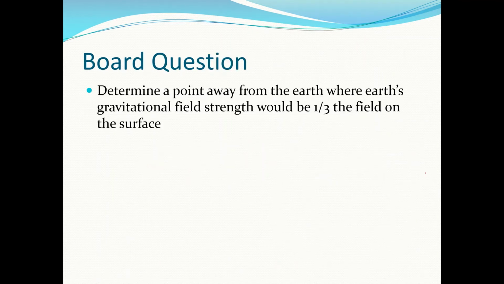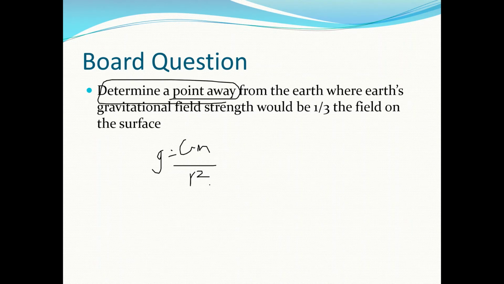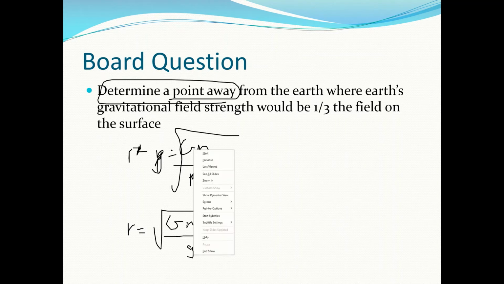Determine a point away from Earth where Earth's gravitational field strength would be 1/3 the field on the surface. So same sort of question. Pause the video, see if you can do it yourself, and I will go through it. To start this question, if you're having trouble getting started, we're trying to determine a point away from the Earth. So we're trying to find how far away we are. So we're trying to find r. Whether I give you numbers or I don't give you numbers, you still need to isolate for r. So I'm going to move r squared up top, I'm going to move g down below, and I'm going to square root it. So I end up getting r is equal to the square root of GM over g.